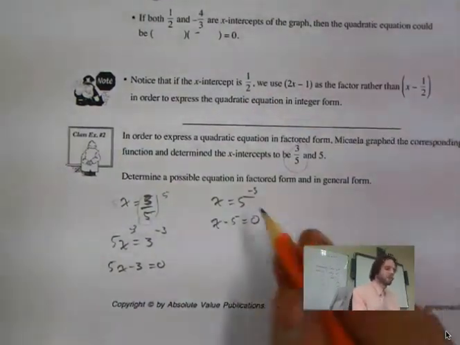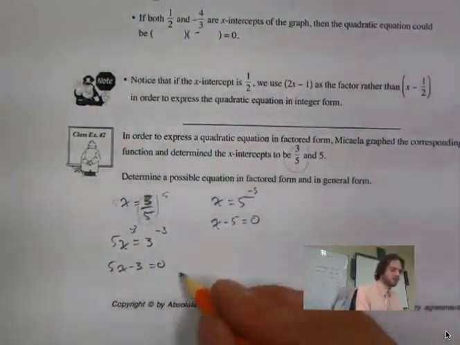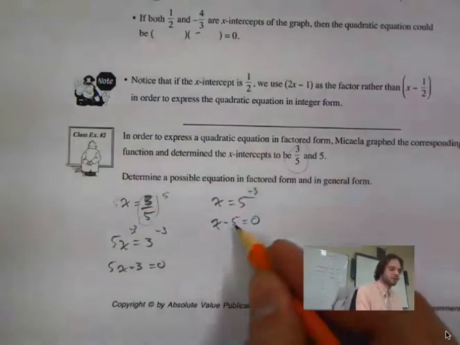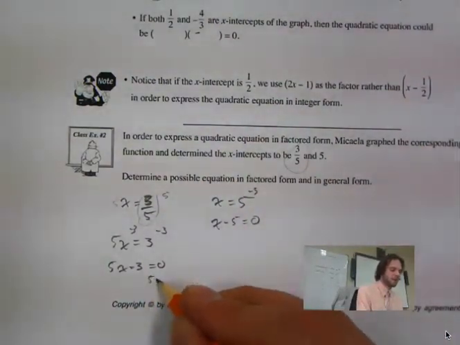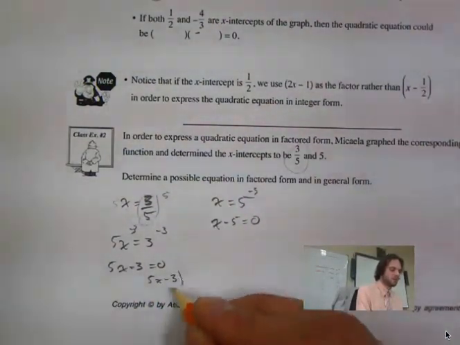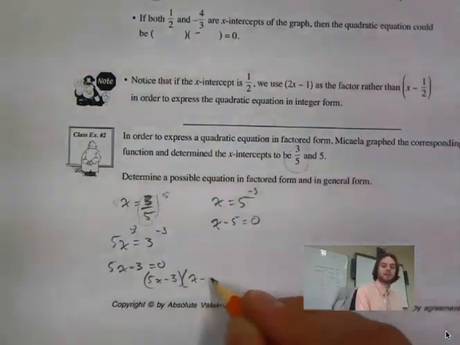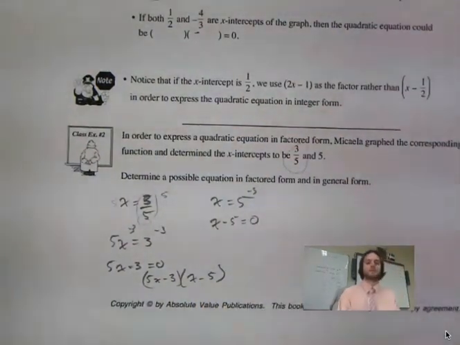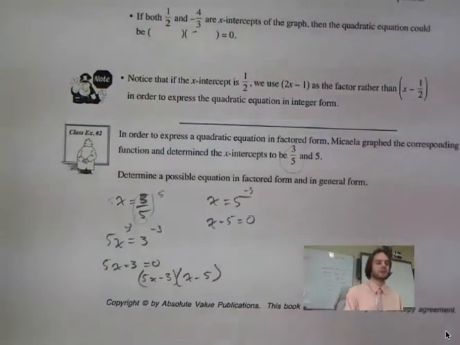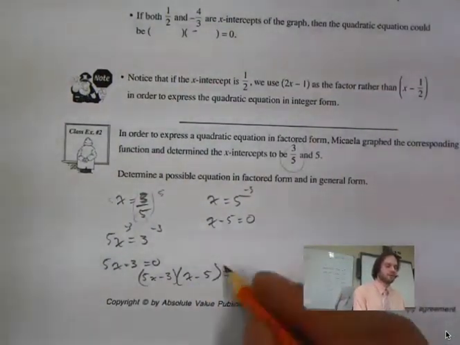Okay? So what is my equation? It's going to end up being this multiplied by that. So we have 5x minus 3 multiplied by x minus 5. I continue this, and that is equal to 0.